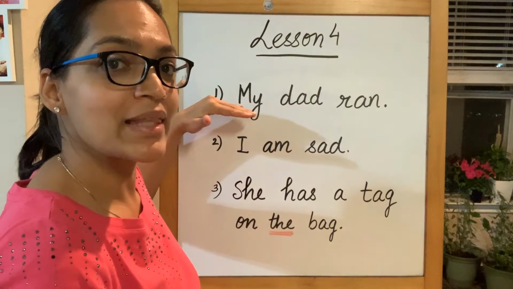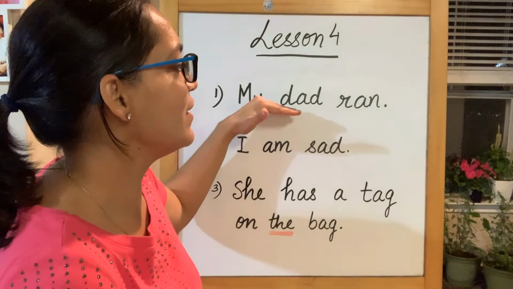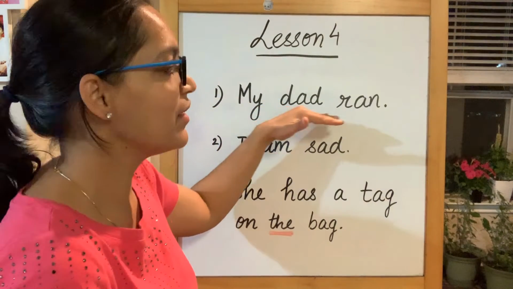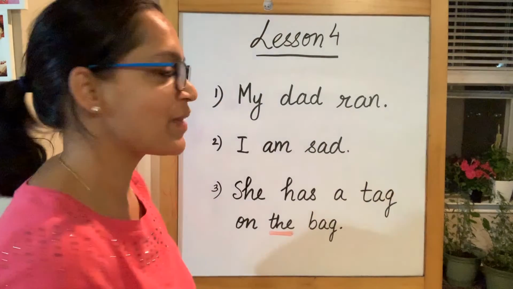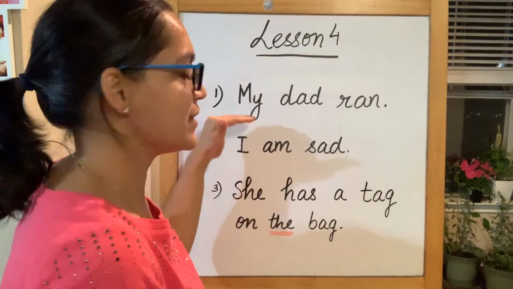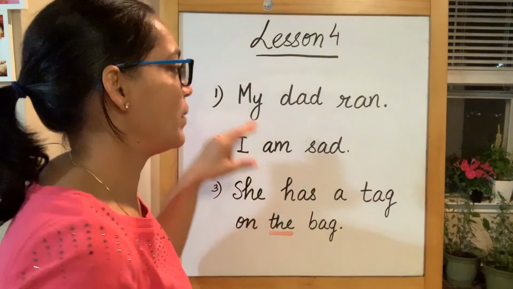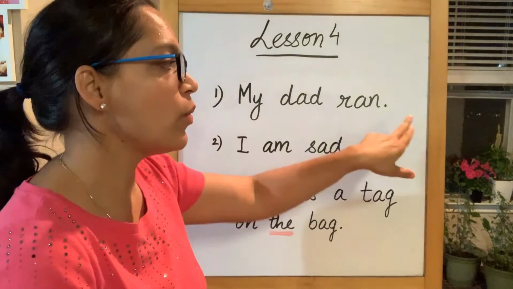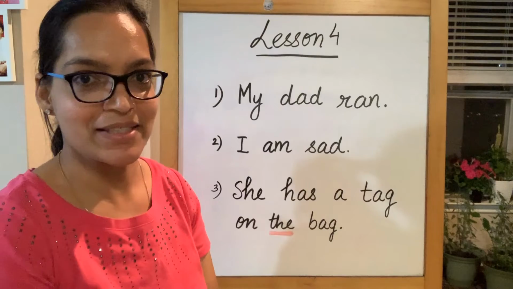Remember this? This is correct. My dad, my dad ran. So let's say this sentence together. My dad ran. Now if you notice, I began the sentence with a capital. We always begin our sentences with a capital alphabet, which is M here. And we end our statements with a dot, which is a period. Now let's move on to our next sentence.